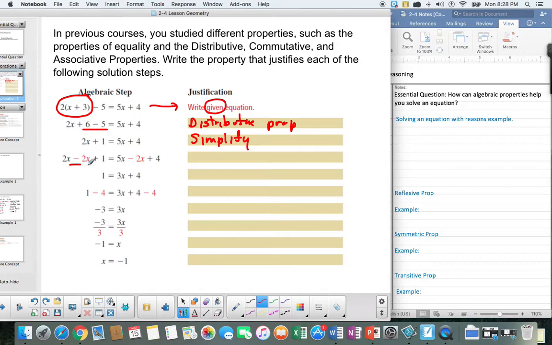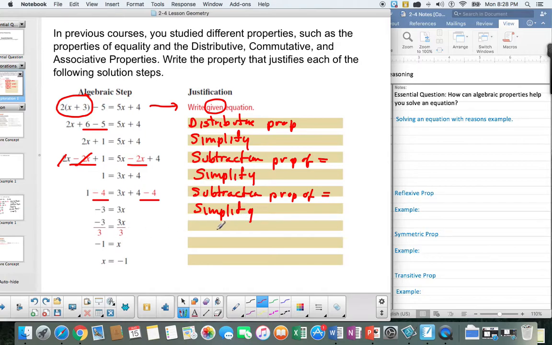On the next step, it looks like we are subtracting the same thing on both sides. So this is called the subtraction property of equality. And then it looks like we're simplifying. The reason we have that line is simplify. Next step, it looks like we're subtracting again on both sides. Subtraction property of equality. And again, we simplify.